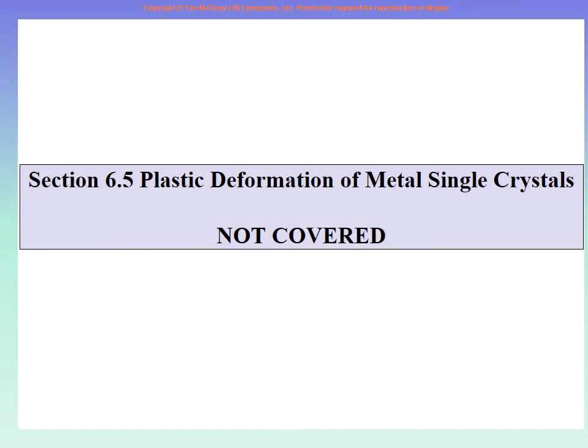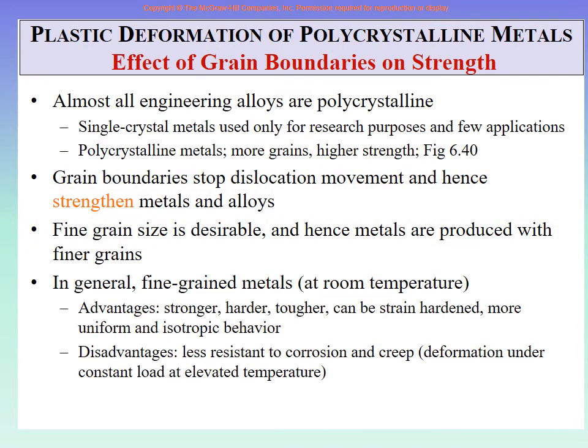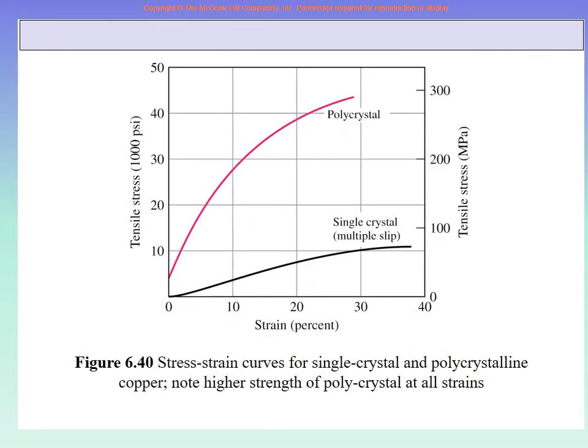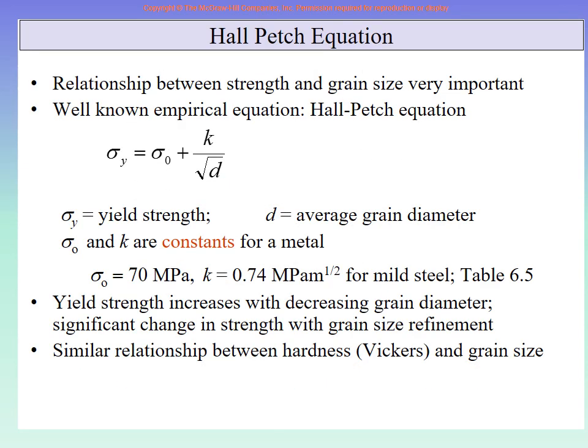We told you that section 6.5 will not be covered, and the next section is plastic deformation of polycrystalline metals, where the first topic was effect of grain boundaries on strength. Then we showed you the strength of a polycrystalline metal and a single crystal metal. We started talking of the Hall-Petch equation, where yield strength can be defined in terms of the average grain diameter.